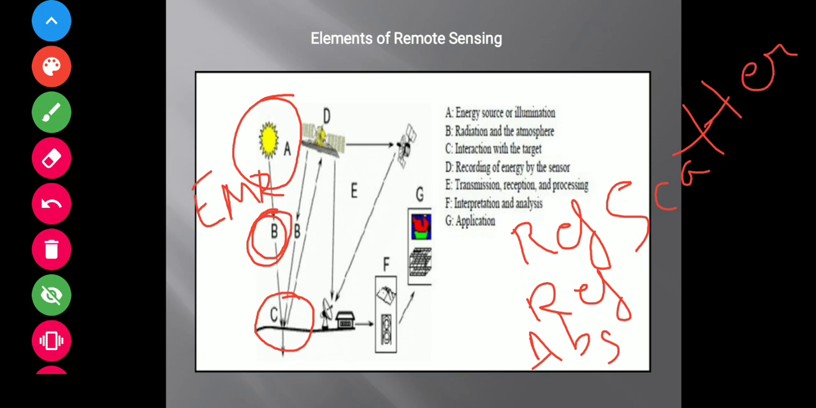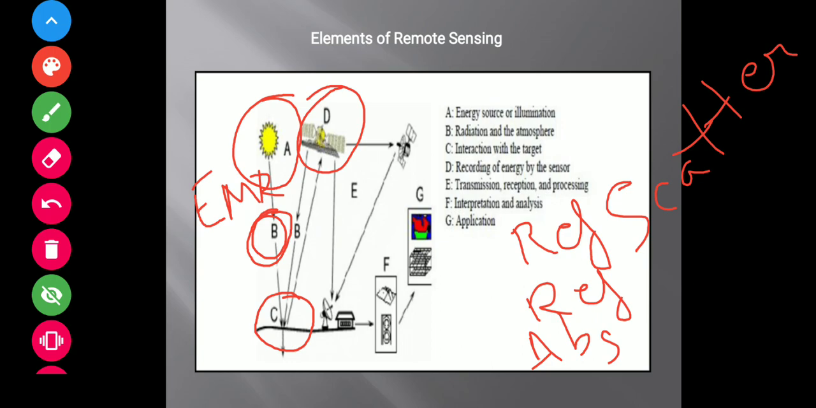Now after coming to the target C, this electromagnetic radiation interacts with the target C and then it is emitted or reflected back to the sensor D. Now this sensor records the electromagnetic radiation received from the target C. I repeat, recording of energy is done by the sensor D.